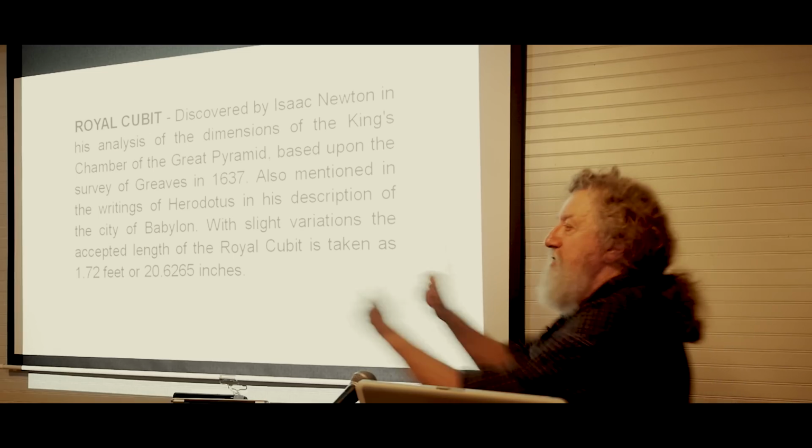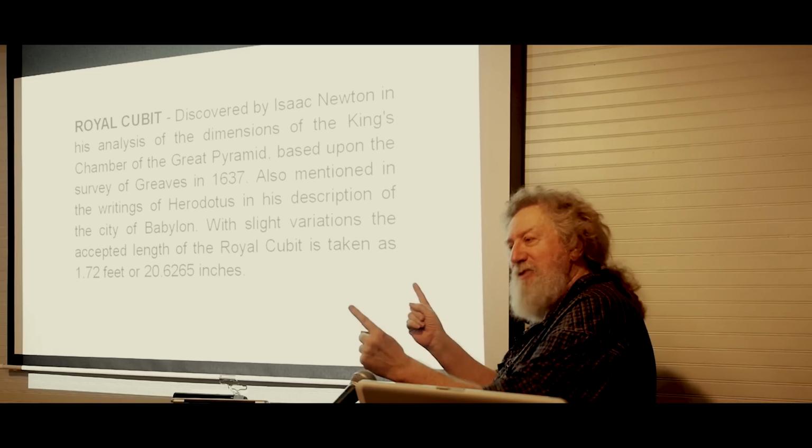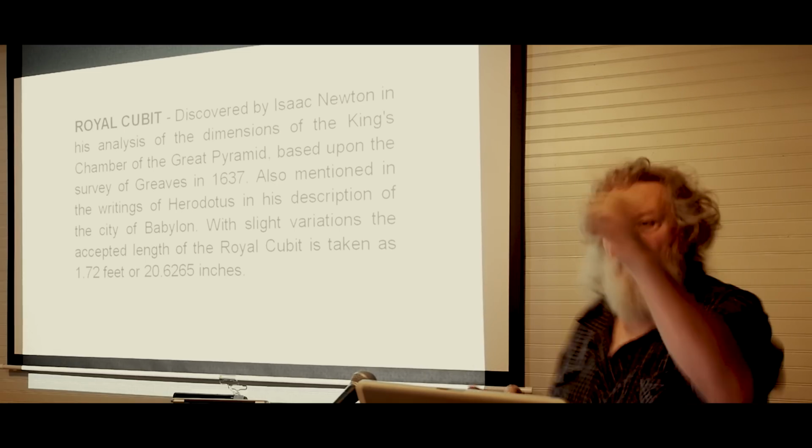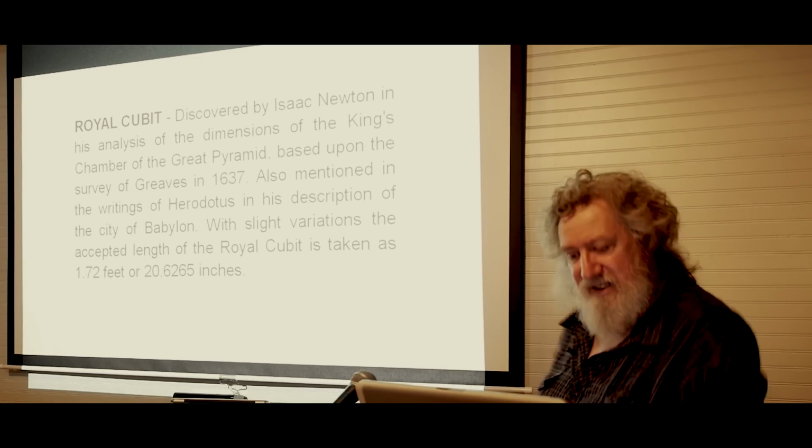Now, if you take the Remen and you multiply it by the square root of 3, what do you get? You get the Palestinian cubit. So now you've got Remen, royal cubit, Palestinian cubit following this progression.